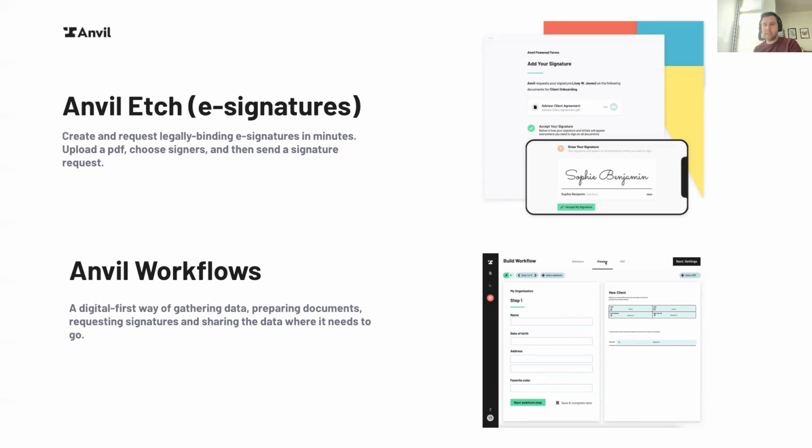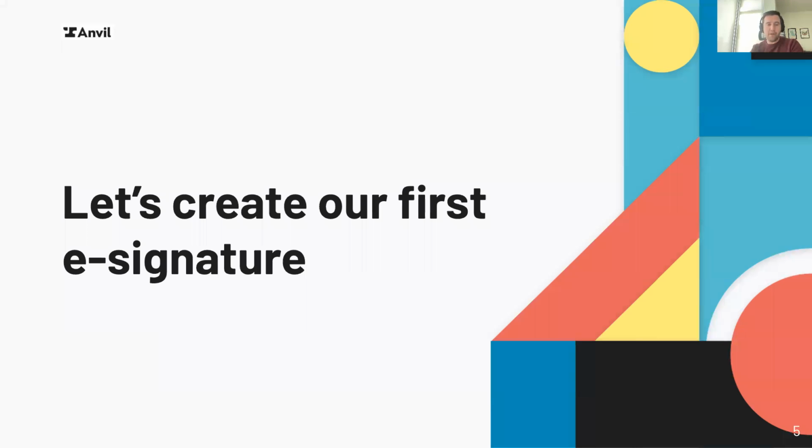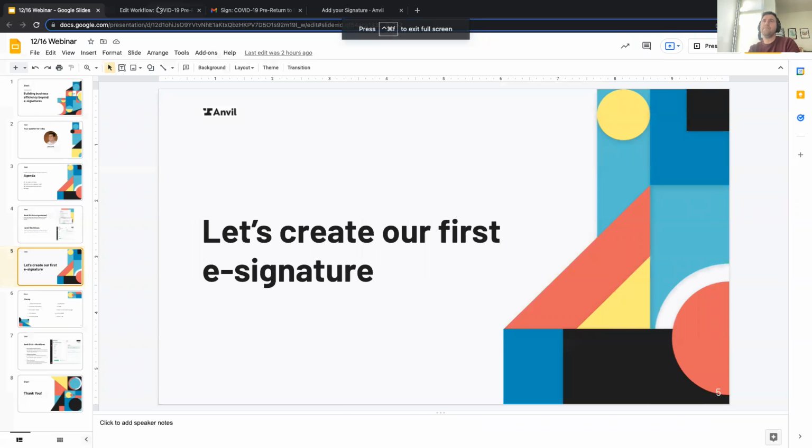It's really easy to set up, but what we really want to show you is what you can do with that same piece of paperwork using workflows. Basically, it's taking that same piece of paperwork, gathering data, preparing it in a document, and requesting signature. So not only does it automate the entire paperwork process, which includes part of Anvil Etch, and we'll take you through the entire process of that. So without further ado, let's start working on creating our first e-signature.